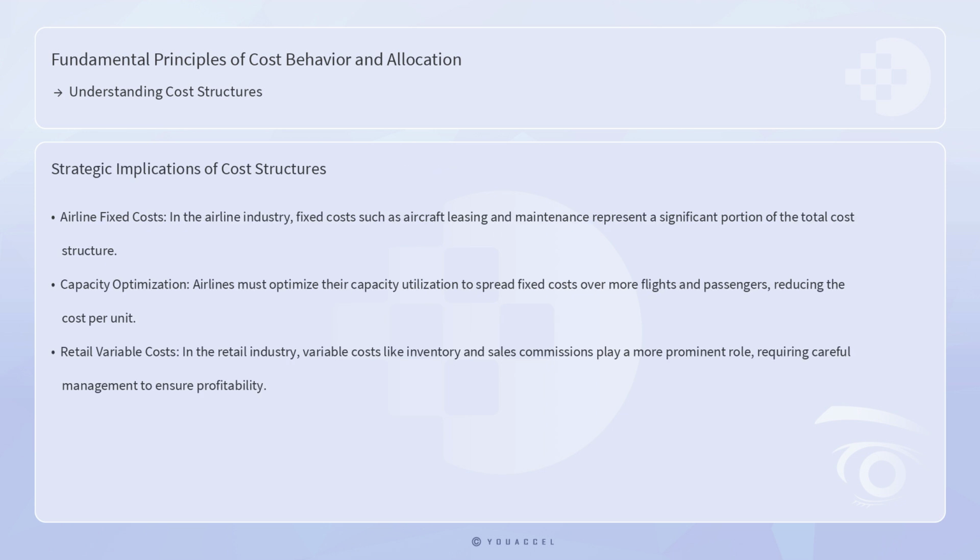Furthermore, the strategic implications of cost structures are evident in various industries. In the airline industry, for example, fixed costs such as aircraft leasing and maintenance represent a significant portion of the total cost structure. Airlines must optimize their capacity utilization to spread these fixed costs over a larger number of flights and passengers, thereby reducing the cost per unit. Conversely, in the retail industry, variable costs like inventory and sales commissions play a more prominent role, requiring careful management to ensure profitability.